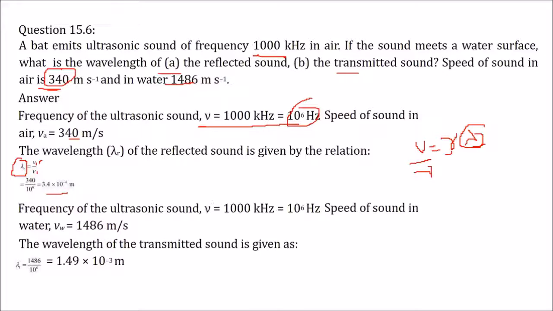Now for the transmitted sound, the frequency of the ultrasonic sound will be 1000 kilohertz, that is 10 to the power 6 hertz. And the speed of the sound in water is given as 1486. Again we will do the same thing here as we did before. So in this case we use V as 1486. 1486 by 10 to the power 6 is 1.49 into 10 to the power minus 3. So the first case is this one, the second case is this one.